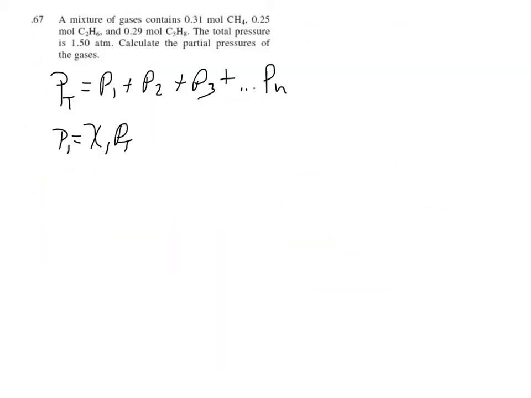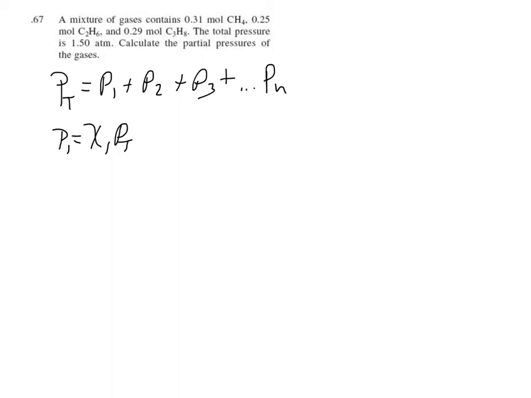Alright, so this problem is a Dalton's law of partial pressures problem. And it says a mixture of gases contains 0.31 moles of methane, 0.25 moles of ethane, and 0.29 moles of propane. The total pressure is 1.5 atmospheres, and it asks us to calculate the partial pressure of the gases. Now, remember, Dalton's law says that the total pressure is equal to the sum of the individual pressures as if they were the only gas present in the mixture.